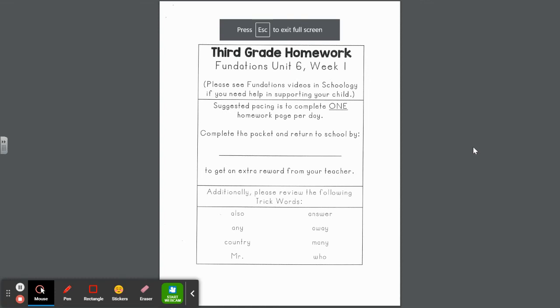Hi, third grade. Today we're going to go over the Unit 6 Week 1 Foundations packet. Keep in mind that Unit 6 is a 3-week long unit, so we have some time to practice this content. Look down below at the trick words that you should be practicing. Also, any, country, Mr., answer, away, many, and who.